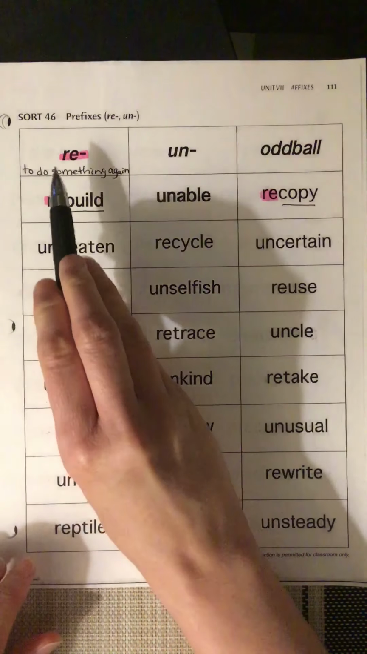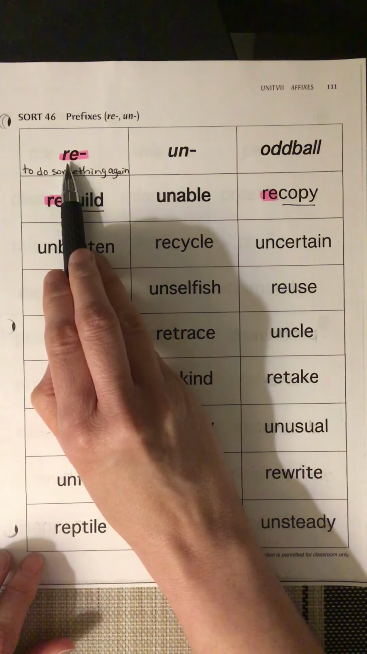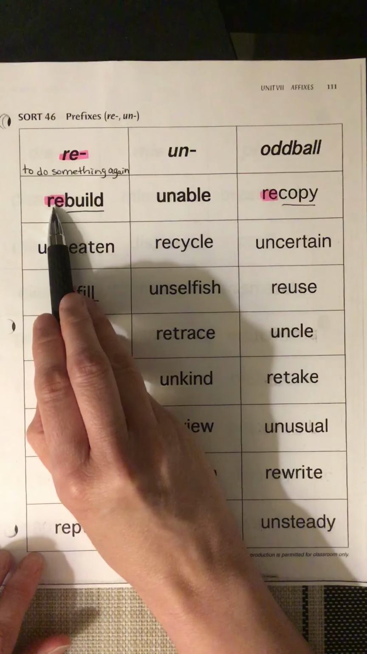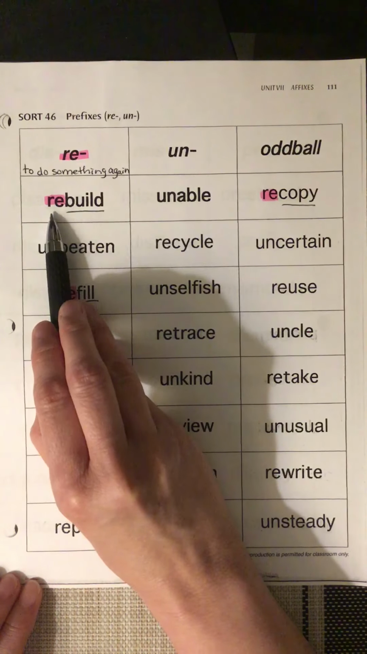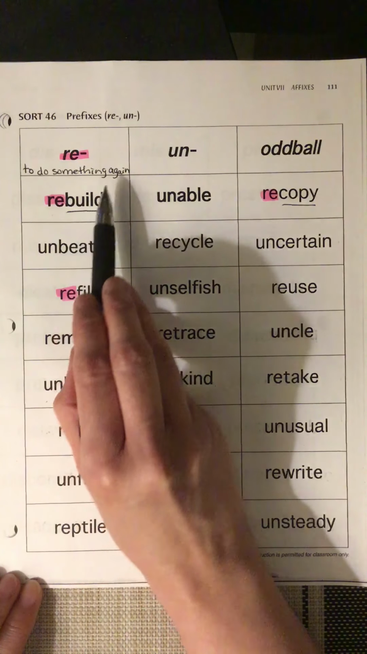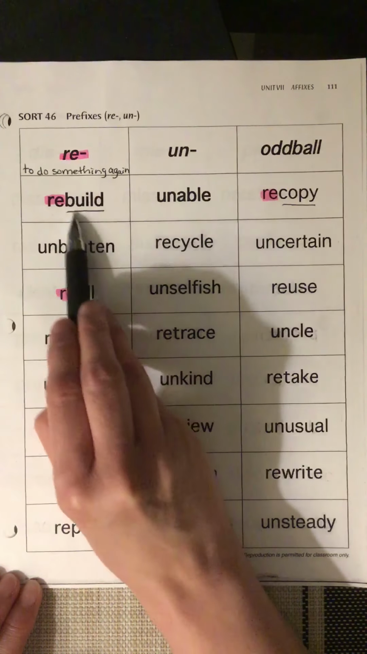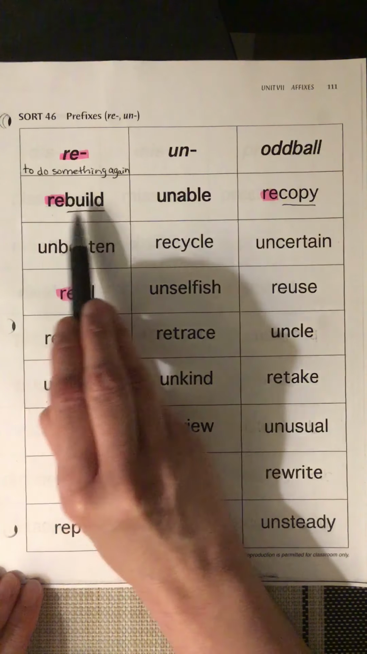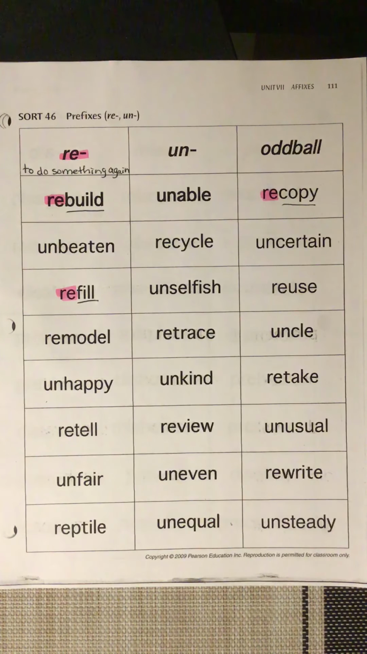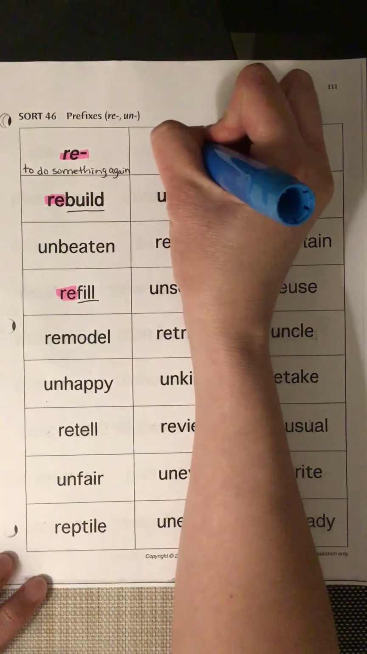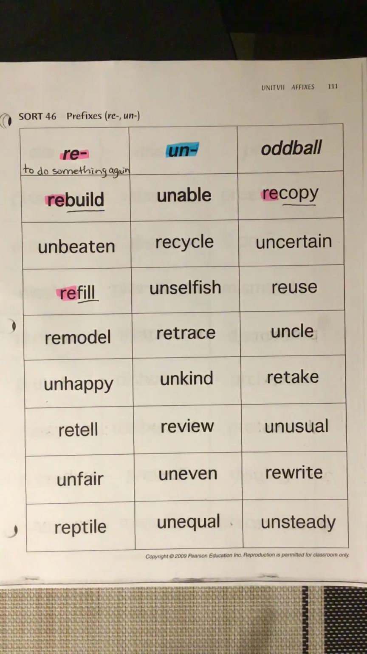As you can see, the prefix re has its own meaning. Prefix means to go at the beginning of a word. When you add it to the beginning of the word, it makes it mean that you're doing this root word or base word again. To rebuild, to recopy, to refill. Re is just the start of our discovery of prefixes. Our next one is the prefix un. I'm sure you can find tons of words on this page that start with the prefix un.